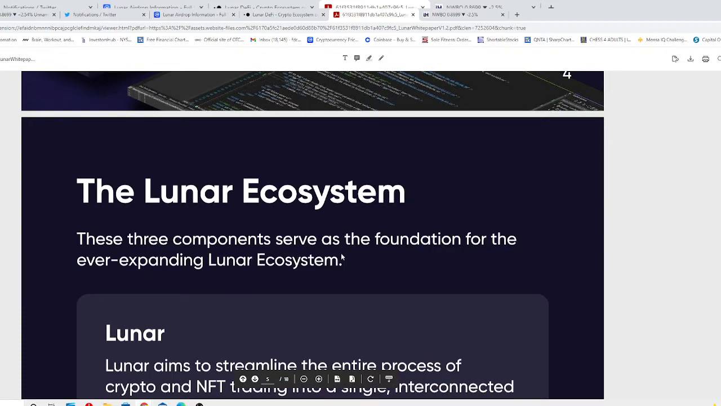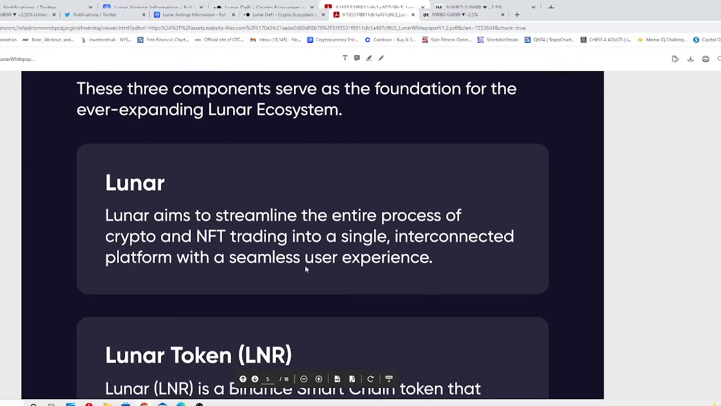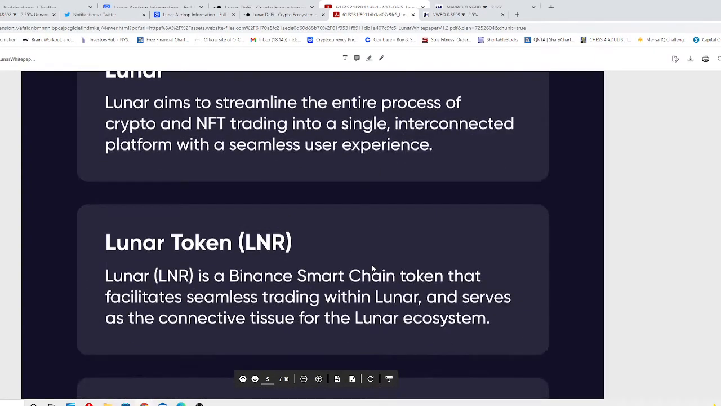These three companies serve as the foundation for the ever-expanding Lunar ecosystem. Lunar aims to streamline the entire process of crypto and NFT trading into a single interconnected platform with a similar user experience. We already said that before.